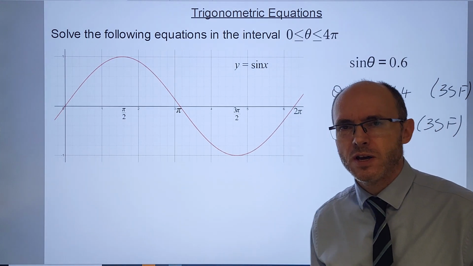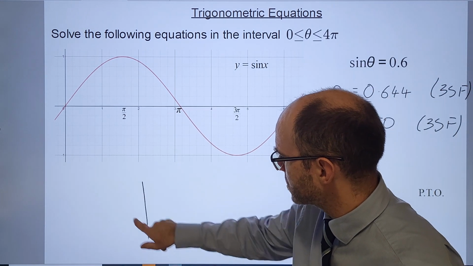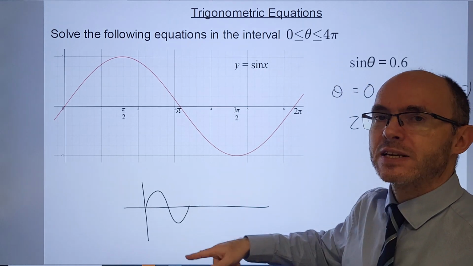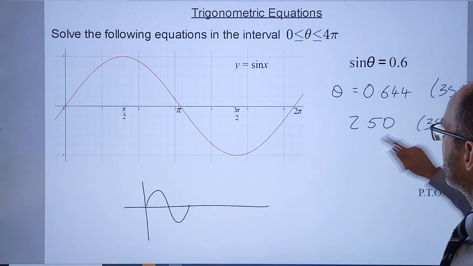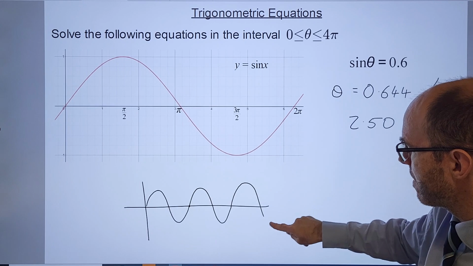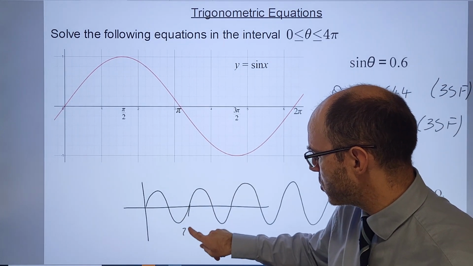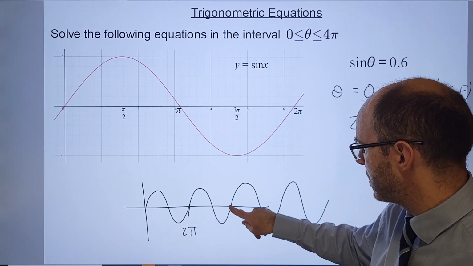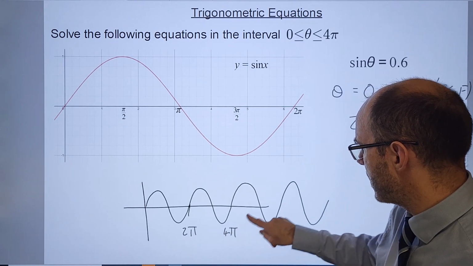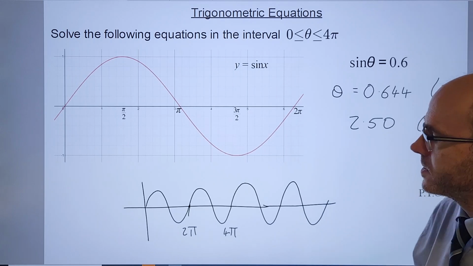How do you get all the rest? Well, the sine graph, of course, looks like this. I'm going to draw a small one like that. It's then going to repeat itself, isn't it? It's going to do another one of those. Okay, here we go again. And it's going to do another one. Okay. So here you've got up to 2 pi, and then when I did another one, it's up to 4 pi, and then when I did another one, 6 pi, 8 pi, and so on.